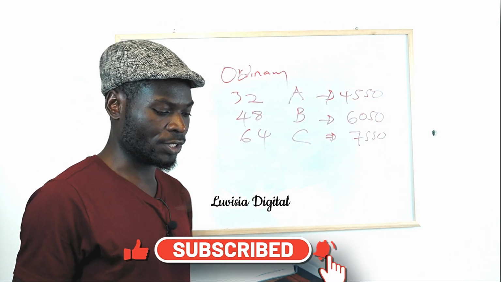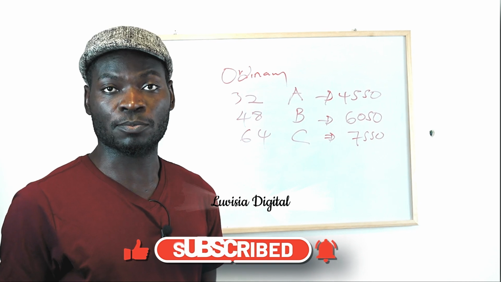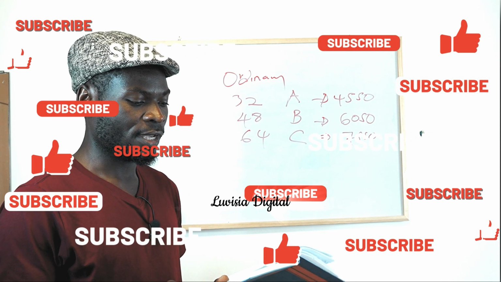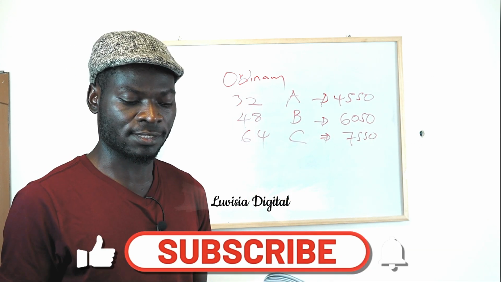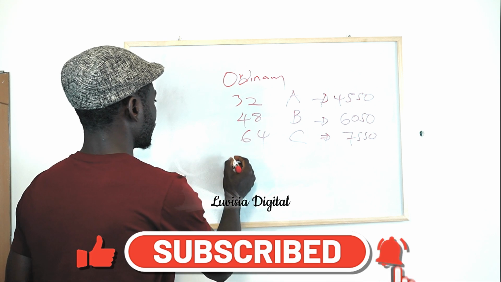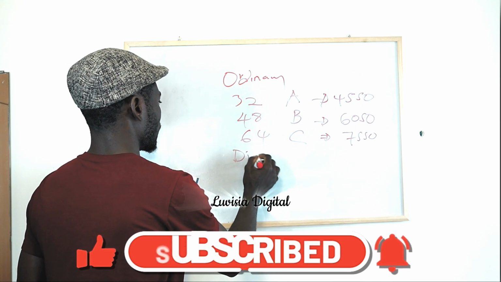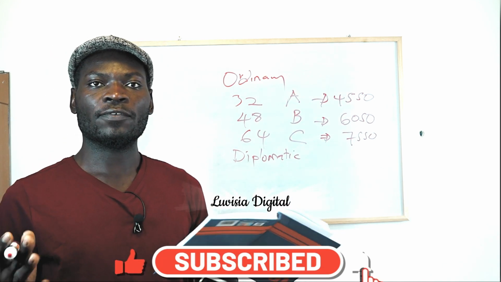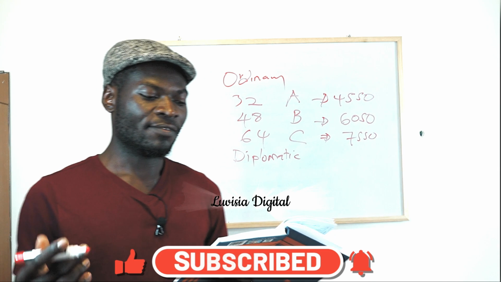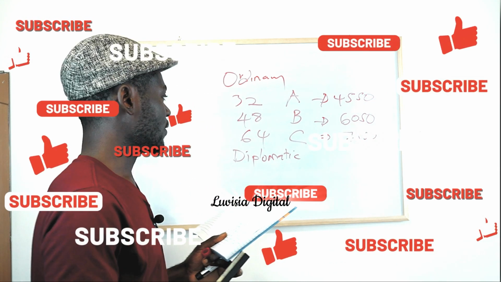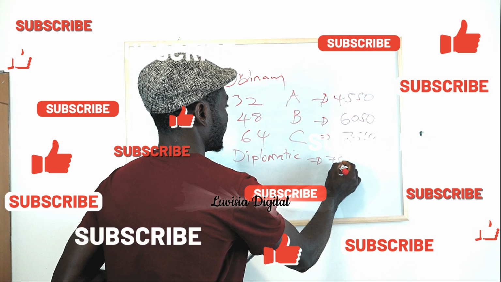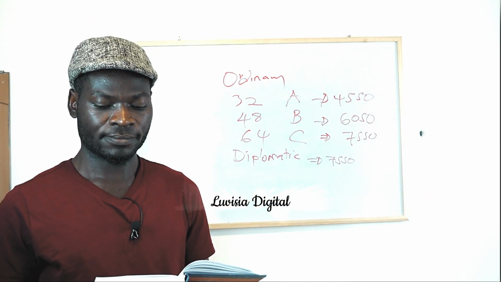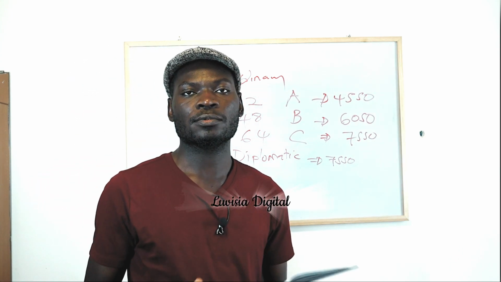The second category is called the diplomatic passport. This one is for officials and high ranking people in government and businesses. For the 45 pages series, the diplomatic passport costs 7,550 Kenya shillings.